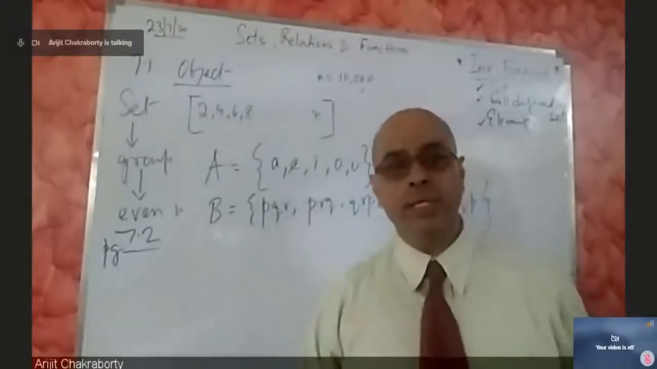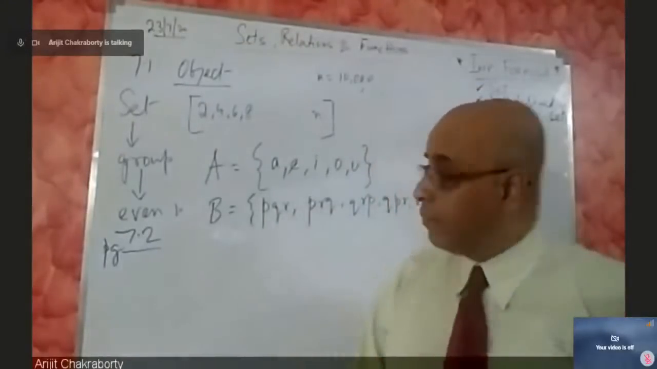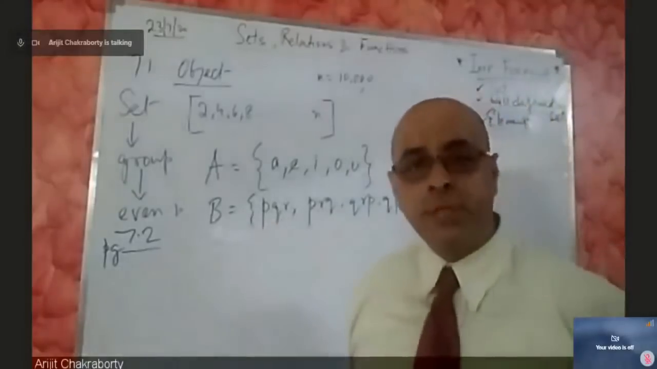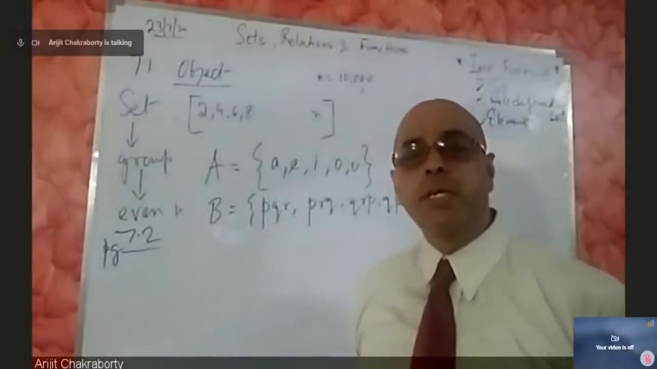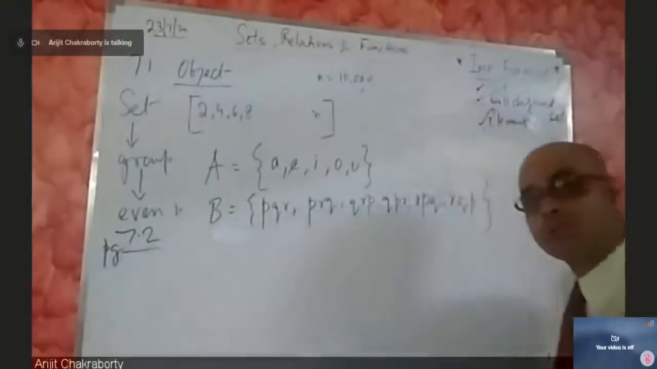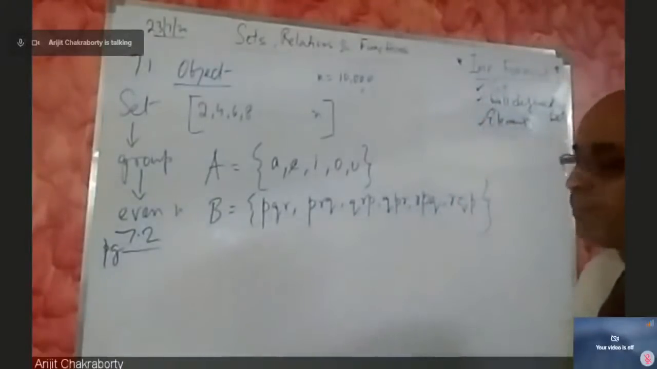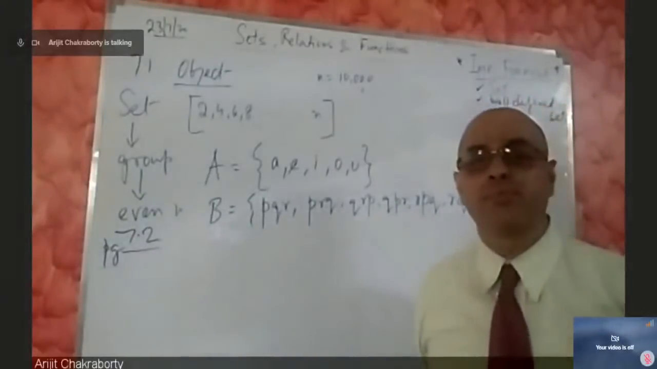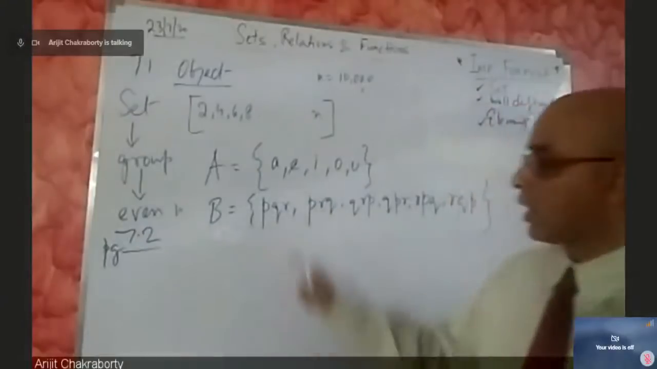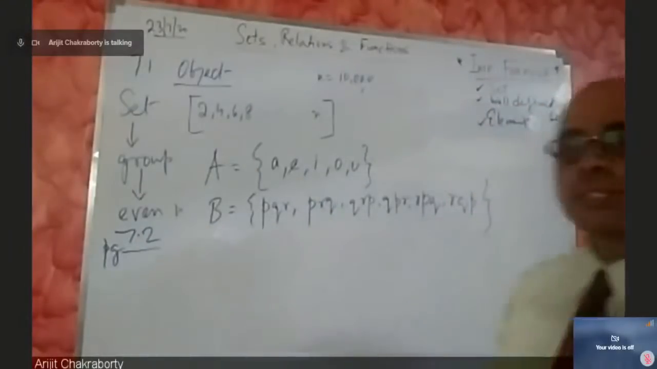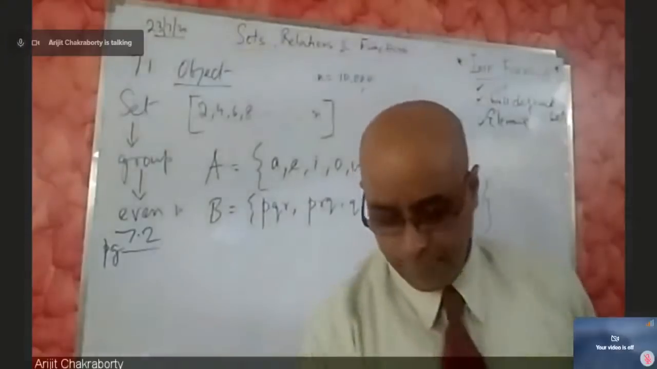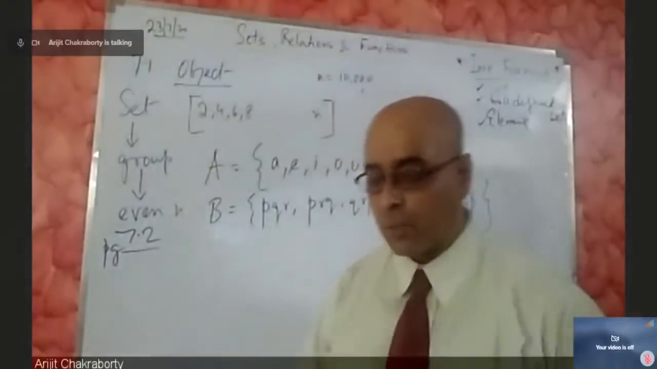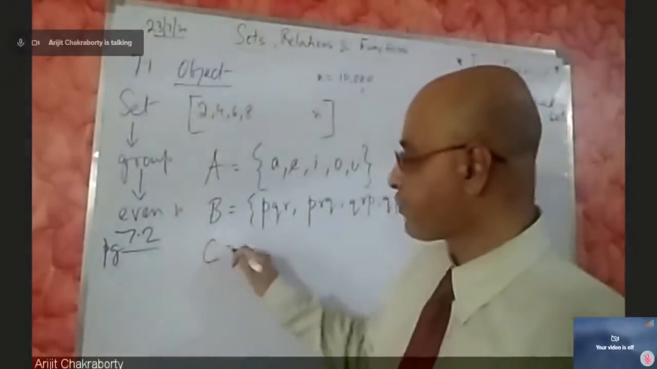Is it a well-defined set? Yes. Why? Because the definition of B is that set B is a set which is composed of the possible permutations of the letters P, Q, R. So this is also well defined. Now I take the other one, C.